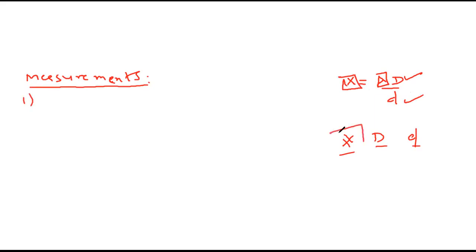Fringe width means distance between consecutive bright or dark. Capital D means source and screen. Small d is the two coherent virtual sources. We assume the light is coming out from S1 S2. Which one we can find fastest or easiest?